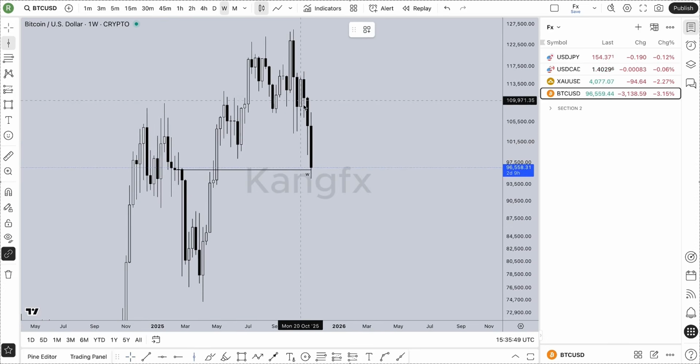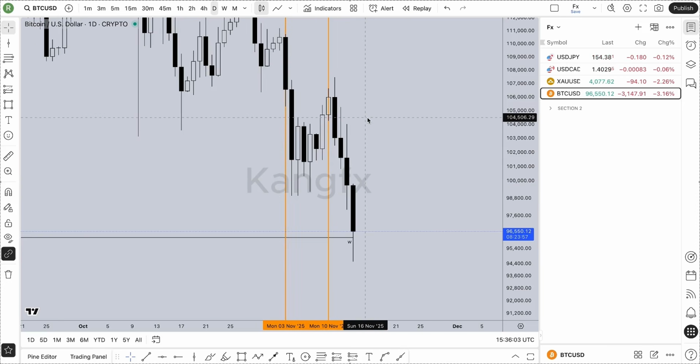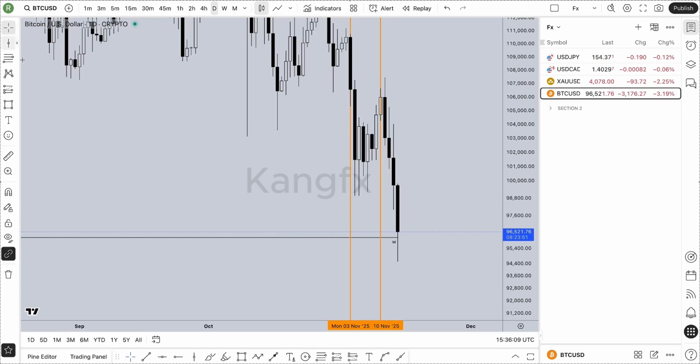Let's separate again. This is where the previous week ended, and this is where the other week started. Let's go to daily. This market was bearish, so the selling was very strong, expecting the market to come to this area first. It came here later, but this was not where we took the trade. It was around here. So here was where we took the trade.